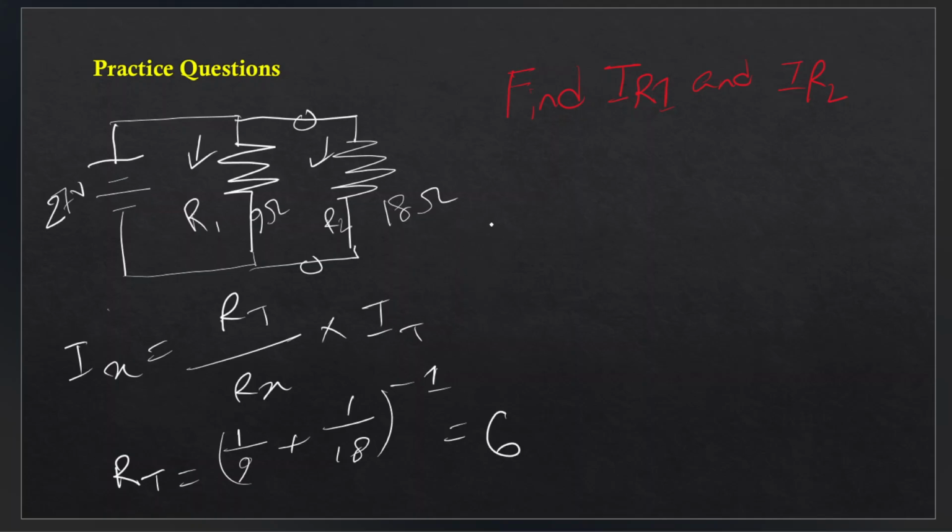Now, what's IT? So IT will be the total voltage, so E, 27 volts, over RT, so that is 6 ohms. That is equal to 27 divided by 6, that's 4.5 amperes. Now what is IR1? Let's go to a new page.